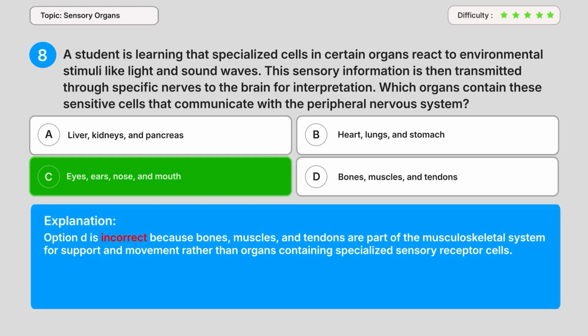Option D is incorrect because bones, muscles and tendons are part of the musculoskeletal system for support and movement rather than organs containing specialized sensory receptor cells.